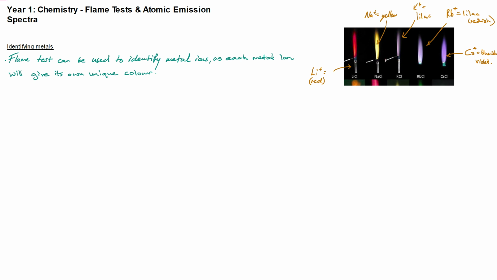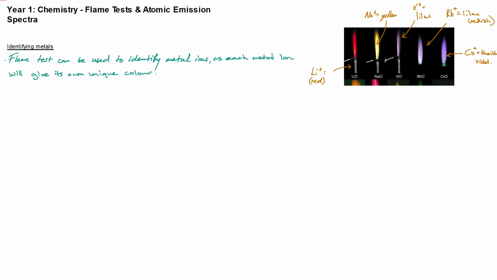The next one, sodium, Na plus ions. They give you a yellow, or sometimes called amber colour. Potassium, K plus ion, gives you this lilac colour. And it's important that you say lilac and not purple or anything like that. It is really quite important you mention that.